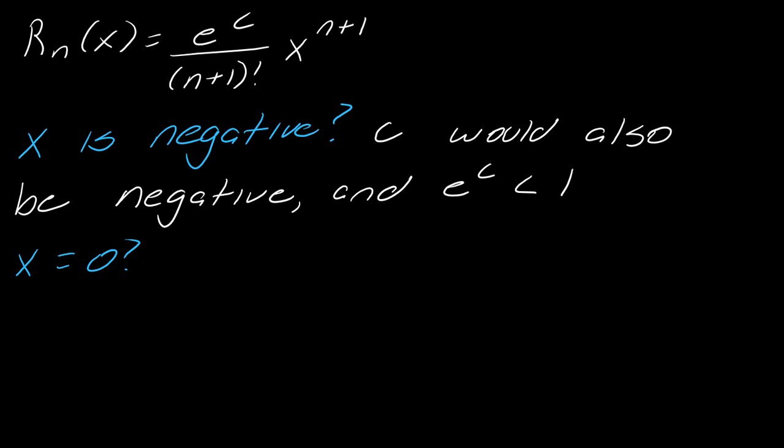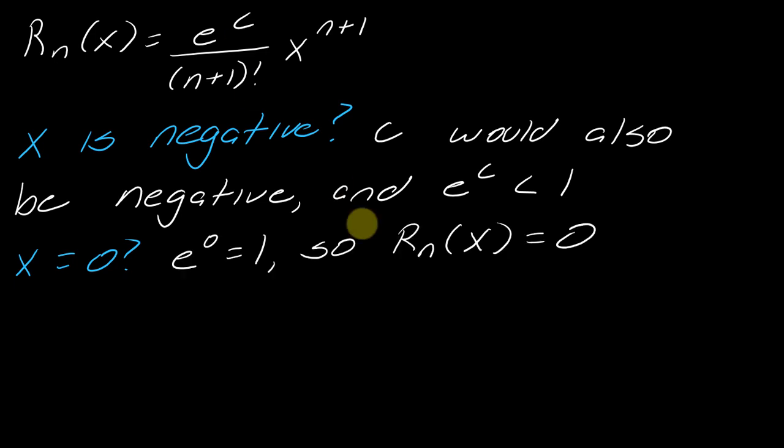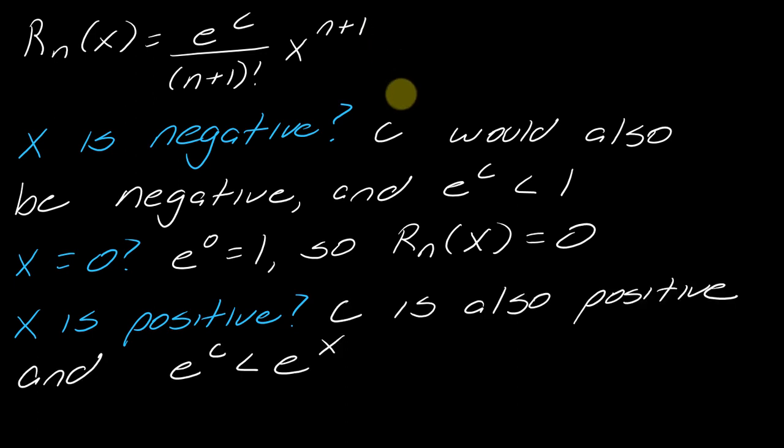Okay, what if x equals 0? If x equals 0, then our error term is just going to equal 0. And then finally, what if x is positive? If x is positive, then c is also going to be something positive. So x is going to be the highest number in this interval, and so e to the c will be something less than e to the x. Depending on what the value of x is, that's going to help us figure out what the value of the error is. So I can plug in any x that I want.